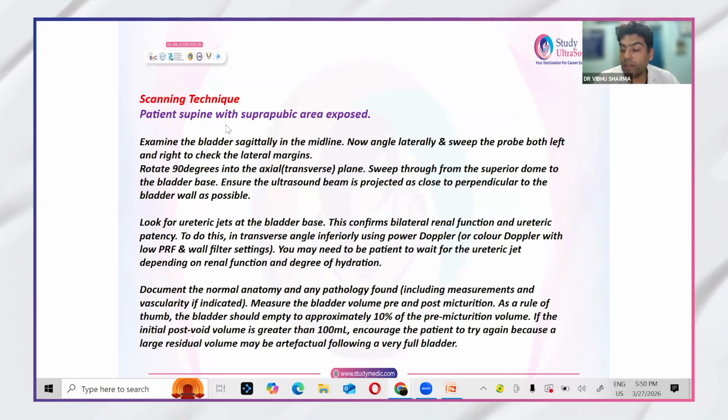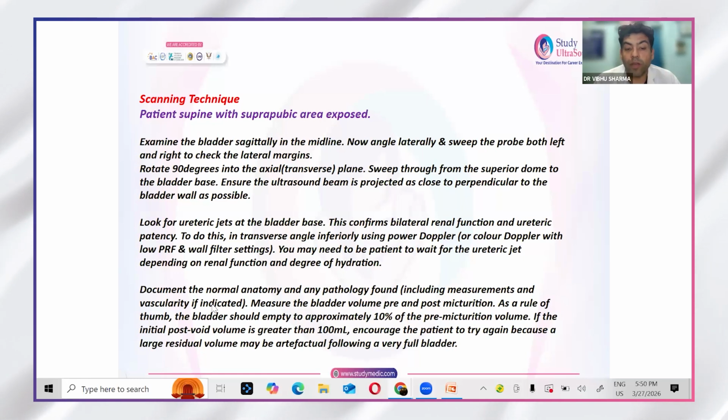So the scanning technique: examine the bladder sagittally in midline. Then you should angle it laterally and sweep the probe both left and right, and check for the lateral margins. You should rotate it 90 degrees to achieve the transverse plane, and then you can project it as close to the perpendicular of the bladder wall as possible. You should look for ureteric jets. That will confirm the renal function, ureteric patency. And you should put color Doppler to see the ureteric jets. That will make it more clear, and document the normal anatomy and any pathology that is found.